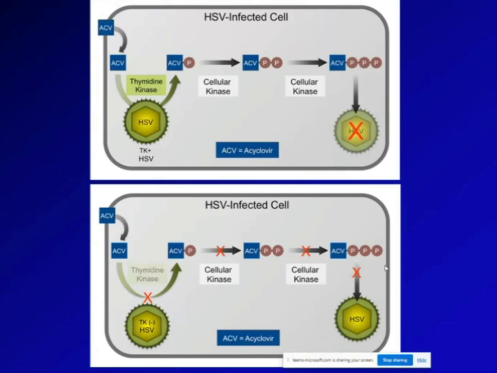The way that HSV evades acyclovir is that it downregulates the thymidine kinase. If you never get the initial phosphorylation, you're never going to get the second and third phosphorylations, and HSV can replicate to its heart's content. In general, when you see acyclovir-resistant HSV, it's going to be in late-stage AIDS patients who've been on recurrent multiple courses of acyclovir and have very low CD4 counts. You treat them with foscarnet until the lesions all resolve.